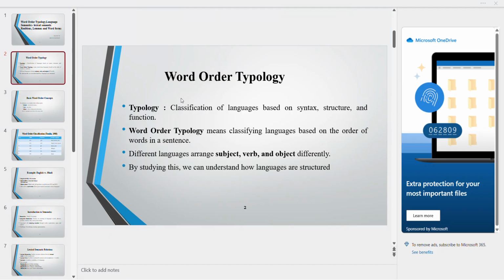First, word order topology. Topology means classification of languages based on syntax, structure and function. Word order topology means classifying languages based on the order of the words in a sentence. Different languages arrange subject, verbs and object differently. By studying this, we can understand how languages are structured. Here, it mainly focuses on how subject, verb and objects are arranged. Different languages will follow different word order, and studying this helps us to understand the language clearly.